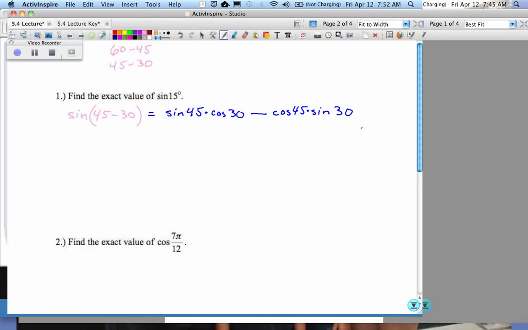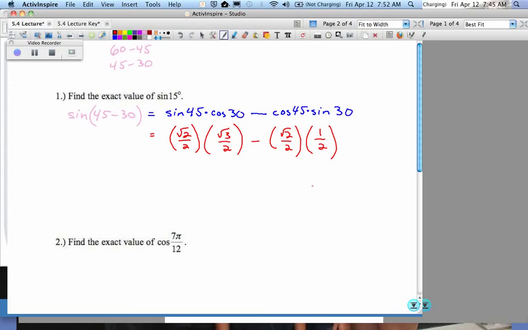So, go to 45 degrees. What's the second part of the ordered pair? Root 2 over 2. Go to cosine of 30. What's the first number at 30? Root 3 over 2. Go to 45. What's the first number in the ordered pair at 45? Root 2 over 2. Go to 30 degrees. What's the second number in the ordered pair? 1/2.